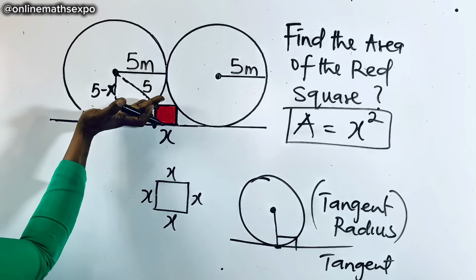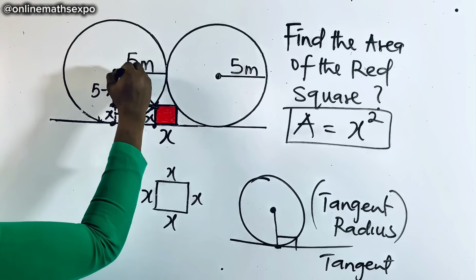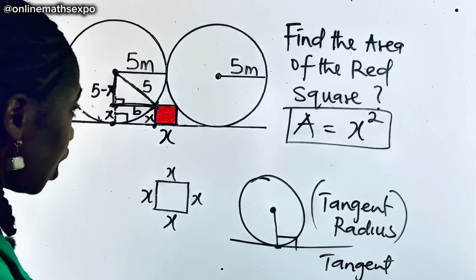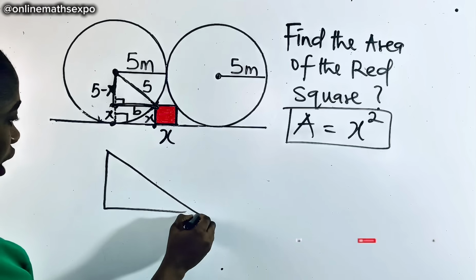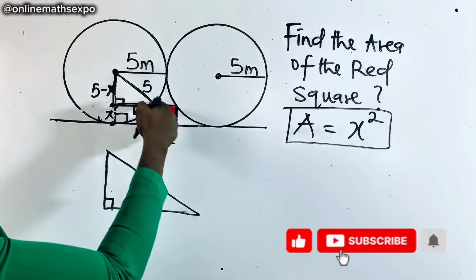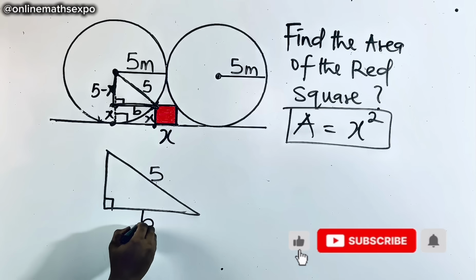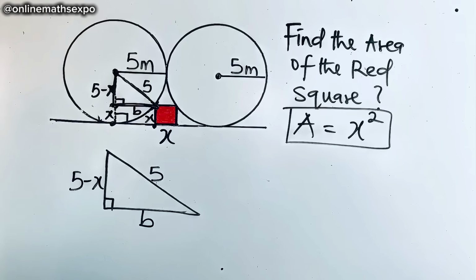You observed that this has formed a right triangle at this point. Let's try to bring out that shape and see if it helps us in what we are doing. So bringing out the shape, this is what we have. We form a right triangle, and this length is 5 units. From here to here, we see is B, and from here to here, we have it as 5 minus x.